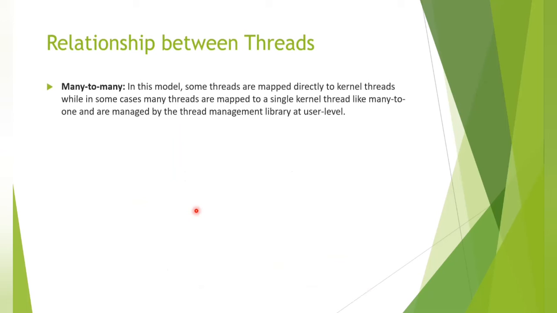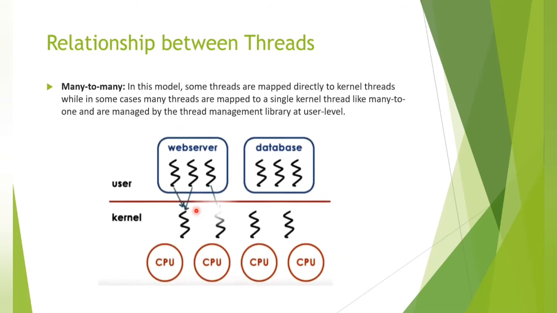So next we see the many-to-many relationship. In this model, some threads are mapped directly to kernel threads, while in some cases many threads are mapped to a single kernel thread, like many-to-one, and are managed by the thread management library at user level. This model is the best of both many-to-one and one-to-one, and has the advantages of both models. However, this model requires coordination between the user level thread manager and the kernel level thread manager.